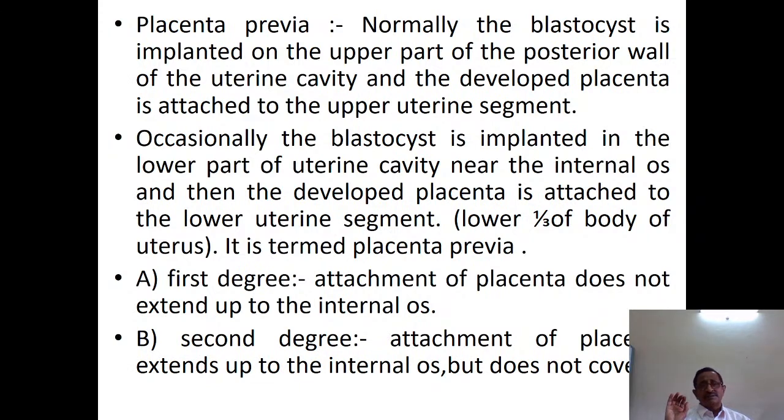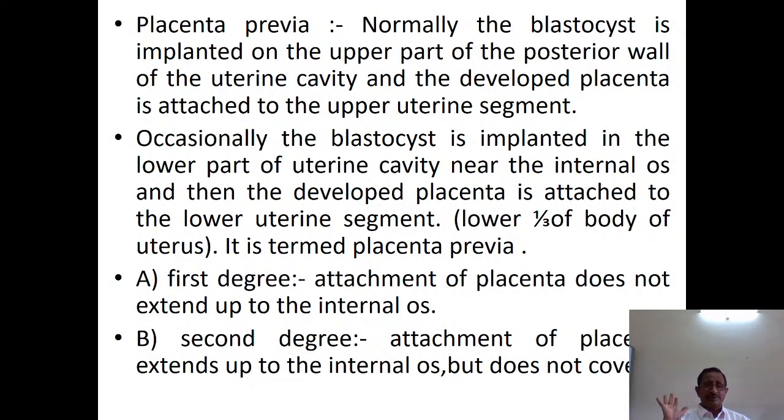And if it is coming down, occasionally the blastocyst is implanted in the lower part of the uterine cavity near the internal os. Then the developed placenta is attached to the lower uterine segment. It is termed placenta previa. So if this implantation is occurring in the lower part of the uterus near the cervix, and if the placenta develops there, we are calling it placenta previa.